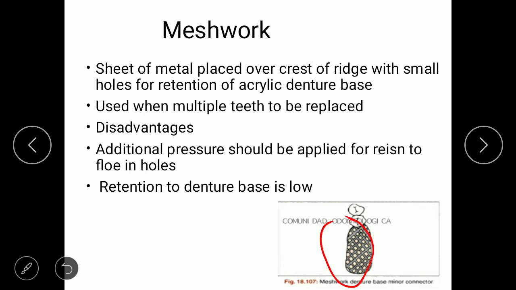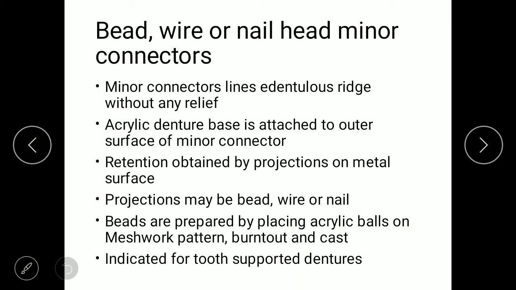The next one is bead, wire or nail-head minor connectors. It always lines the edentulous ridge without any relief. Here the acrylic denture base is attached to the outer surface of the minor connector. Retention is mainly obtained by projections on the metal surface. Projections may be bead, wire or nail.